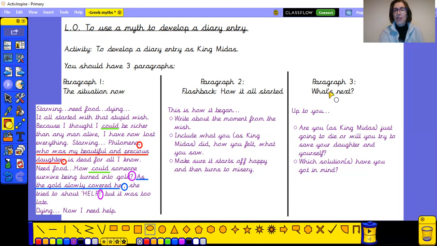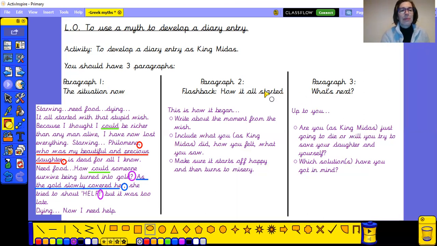And paragraph 3, which is going to be the final paragraph of our diary entry today. What's next? Are you, remember your King Midas, just going to die? Or will you try to save your daughter and yourself? And if you remember, in the original myth King Midas asked Dionysus for an extra wish, which is to save his daughter. So maybe it's a solution you've got in mind, to ask for an extra wish. Or maybe, because you're very imaginative, you've got another solution in mind. Up to you, Year 5. I'm sure you will have plenty of ideas to share.